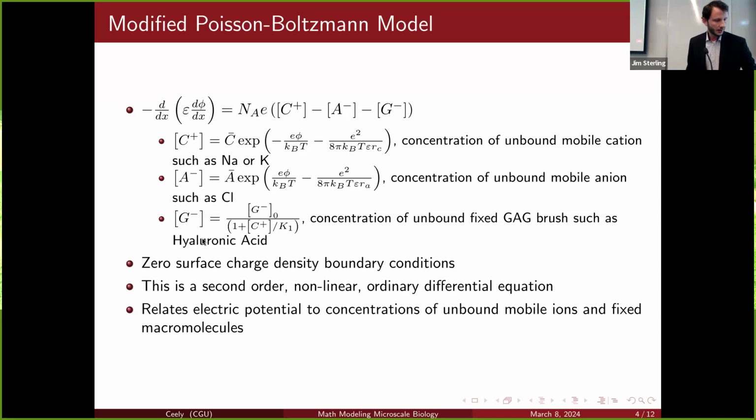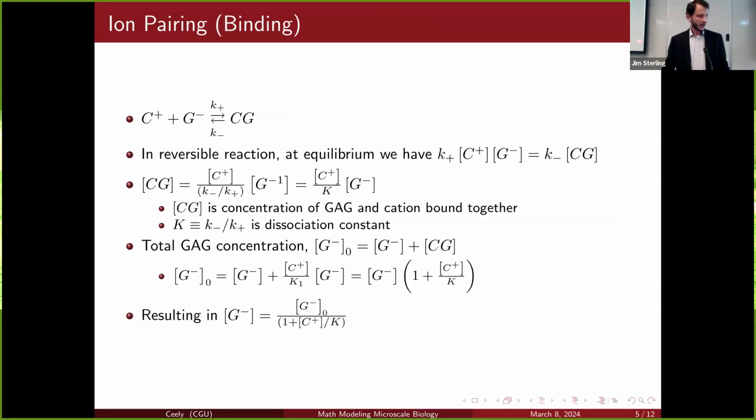And then the brush concentration, the unbound brush, has this term here, which is to incorporate what we call ion pairing, or the binding that we are allowing to occur between the cation and the brush. Just for complete mathematical sake, zero surface charge density boundary conditions, and this is what we consider a second order nonlinear ordinary differential equation.